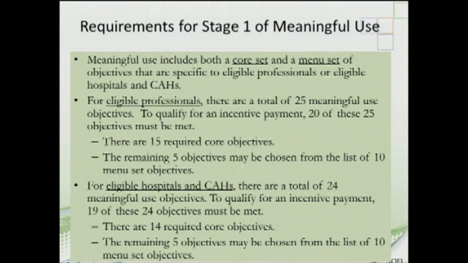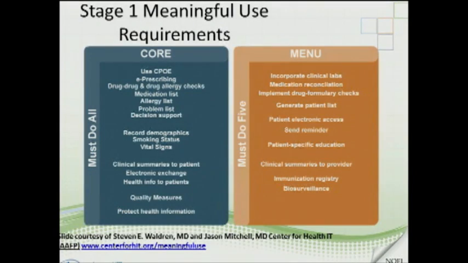Meaningful use for stage 1 meant that there was a core set of objectives that you had to meet, and then a menu set from which you could pick any 5. I'll show you what they are in a minute. And this is for providers or eligible professionals. An eligible professional can be a surgeon, a doctor, a nurse practitioner, a podiatrist, any care provider. And then the hospitals have a different set of rules. They have a different set of objectives and a different menu of optional objectives as well.